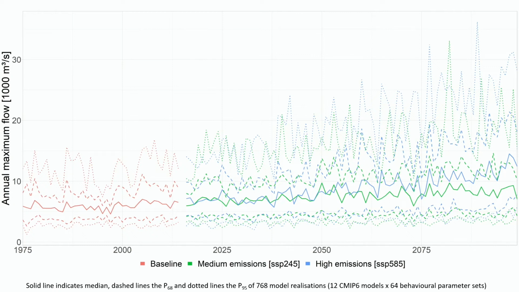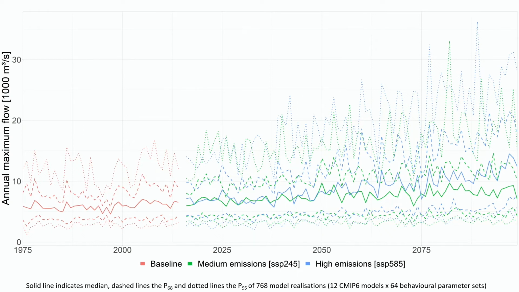Then we apply these 64 parameter sets with the ensemble of 12 CMIP6 models. So we have about 750 realizations in total. The solid line is the median of this ensemble of 750 realizations. The interval of the dashed lines contains 68% of the realizations, and the interval of the dotted lines contains 95% of our predictions.